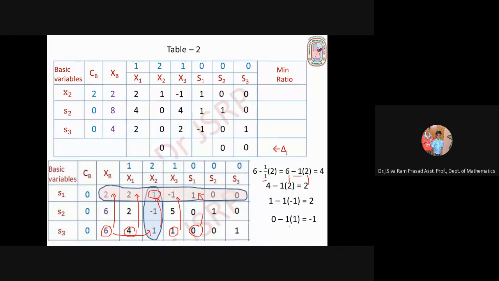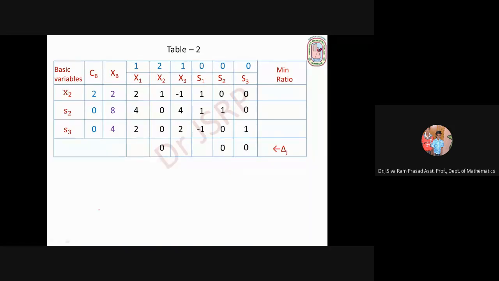So you have to do this calculation carefully. Calculate delta j values as usual in table 1. Here in the next iteration, you need not write all these formulae. In the first iteration, you have to write all these formulae. From the second table onwards, you need not write. So directly calculate from the table.